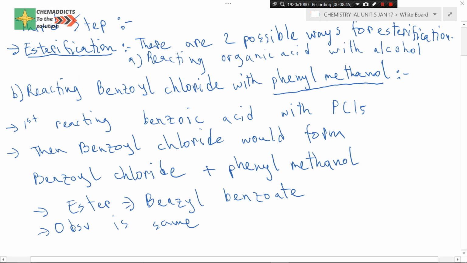This reaction is similar to acyl chloride with alcohol. The only difference here is that phenyl methanol is an aromatic alcohol, and this benzoyl chloride is an aromatic chloride. That's the only difference. So, fellas, that's the alternative way of doing esterification.